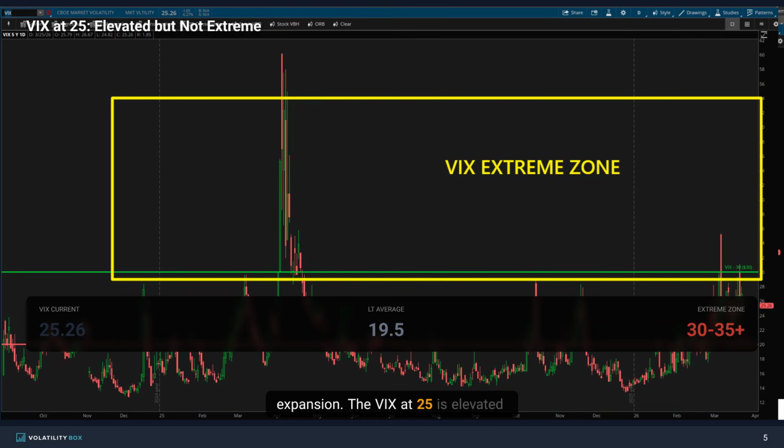The VIX at 25 is elevated compared to the longer-term average of 19.5, but it's still well below our extreme zone, which is closer to 30 to 35. We've seen the VIX spike to about 60 plus during real panics. Current levels reflect elevated concern, but surely not capitulation.